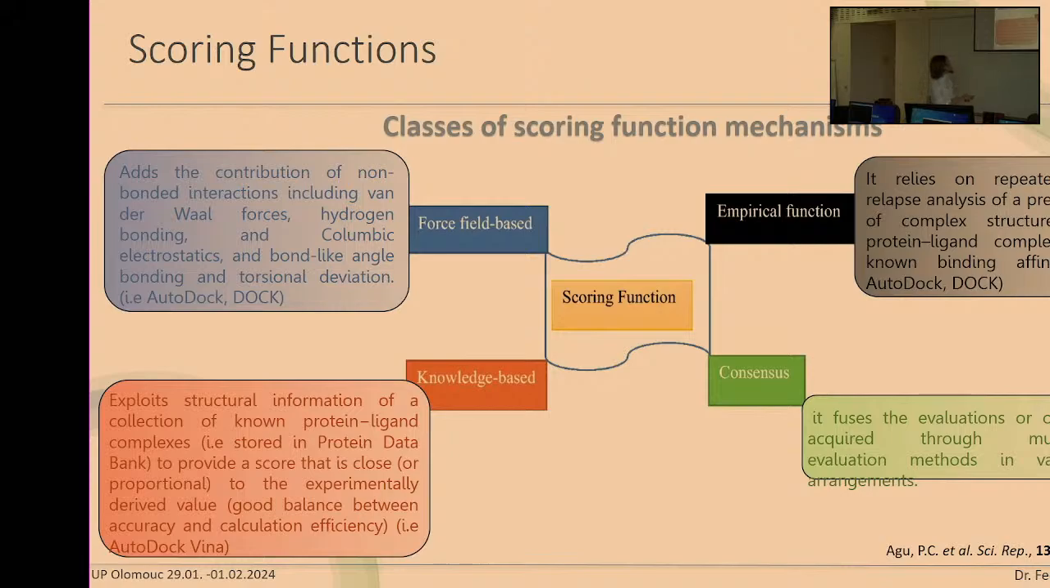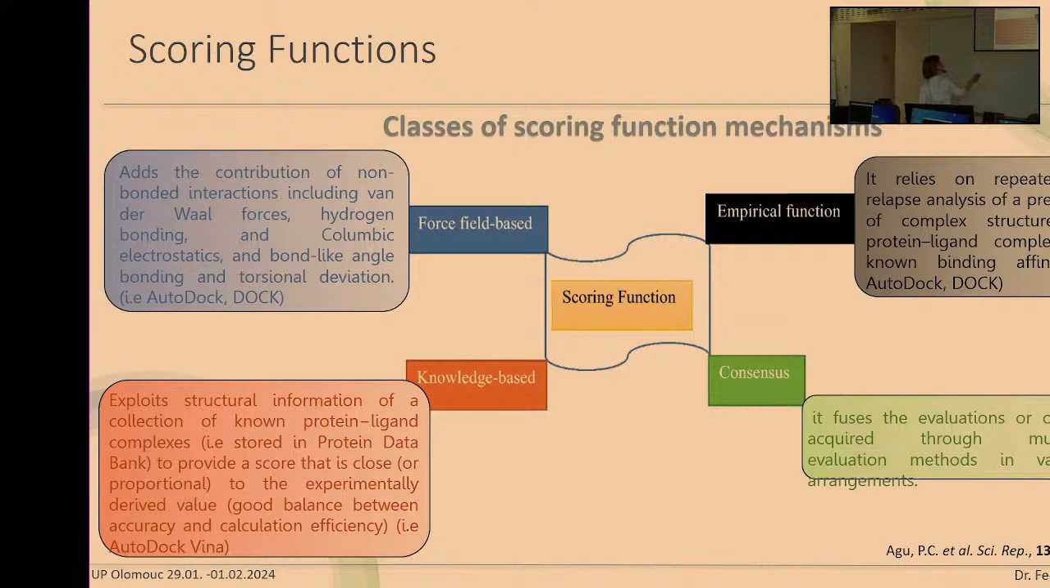The consensus one considers all the previous scoring functions. In the force field based one, we treat the energetics of the ligand conformation by considering van der Waals forces, hydrogen bonding, and electrostatic interaction, and it is the scoring function adopted by AutoDock. Then we have the empirical scoring function, which is quite similar to the force field based, but in this kind of empirical function we add some other terms to consider the binding affinity, but we will see that later.